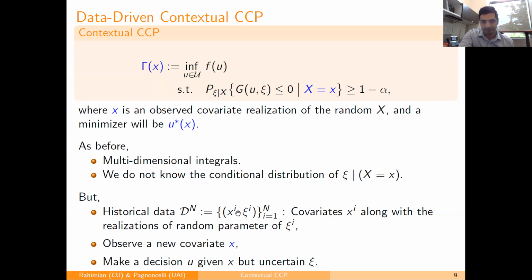augmented with components of the features that we have observed in the past, and they are now forming a pair of random variables of features and a random parameter of interest. And let's say you have a data set of size n, and you want to make advantage of this historical data when you are making a decision, when you have a new covariate vector x, and you want to still make a decision u to minimize that objective function. Still the psi is uncertain, but perhaps you can do more in this setup compared to the classical chance constraint program.